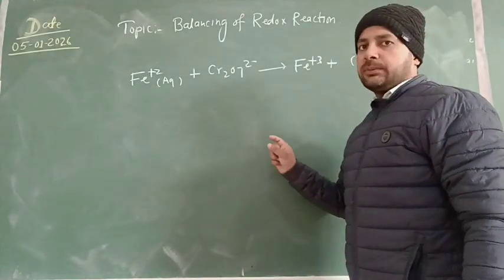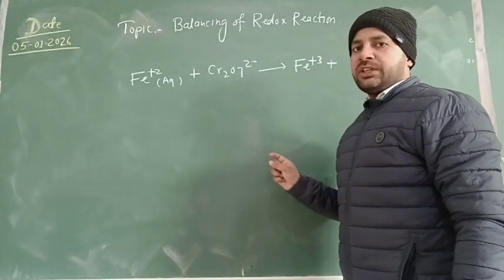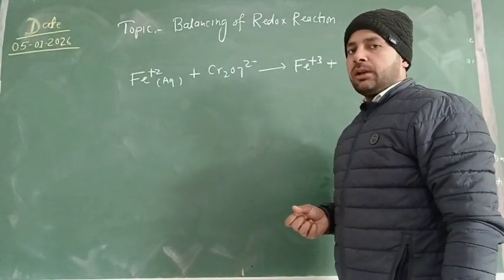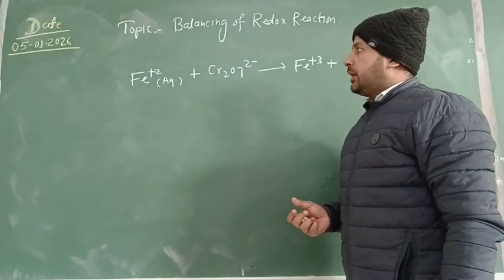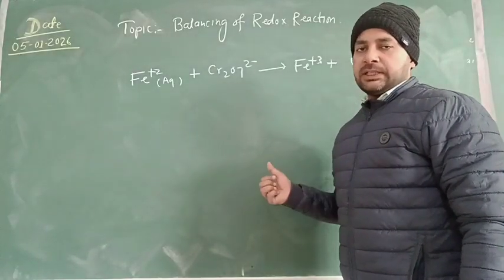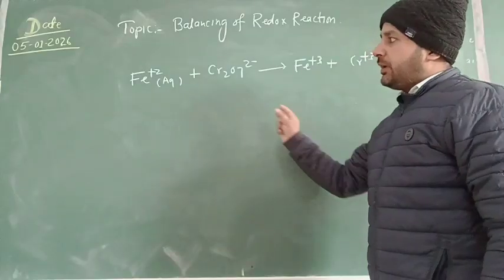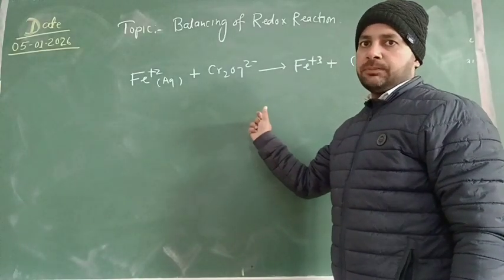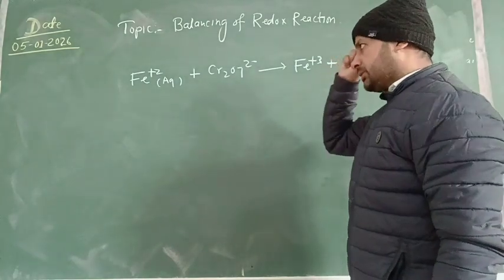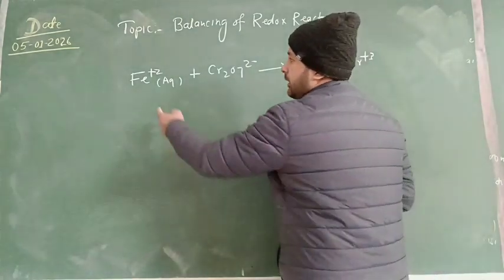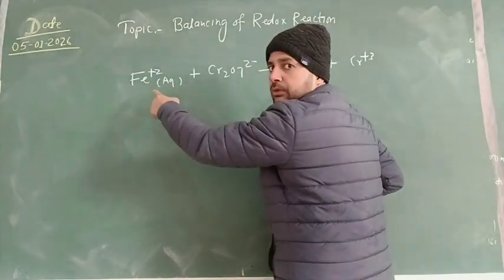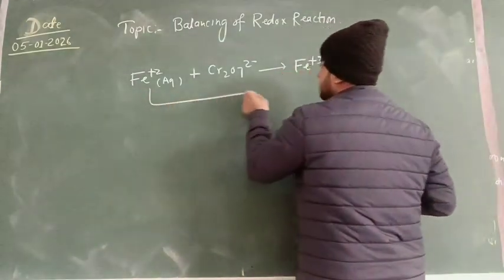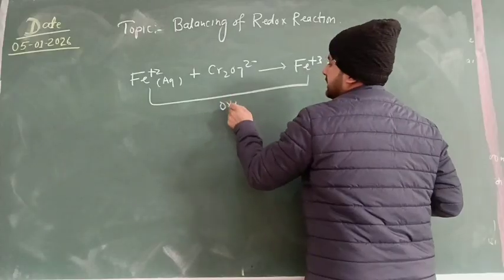If any type of question is given, first we have to identify where oxidation is happening and where reduction is happening. After finding that out, we will divide this equation into two half equations, an oxidation half equation and a reduction half equation. You can easily see iron is +2 here and +3 here, so the oxidation number is increasing. So this is called oxidation.